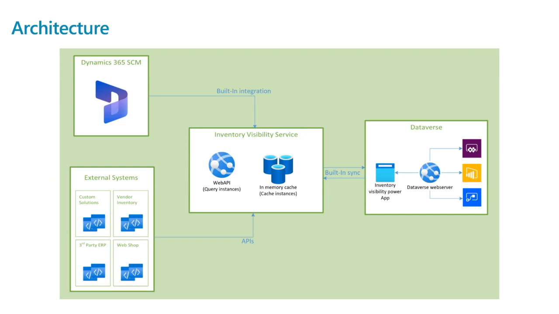As part of the Dataverse, it has the built-in sync, as I mentioned. So you have an option to sync the inventory on hand data from inventory visibility into the Dataverse, and it will reside in the Dataverse table. On top of that, you can build Power BI insights, or you can create Canvas apps. Canvas apps can also directly read the inventory on hand data from the inventory visibility itself. So you have multiple capabilities and extensibility scenarios to build your process flows.